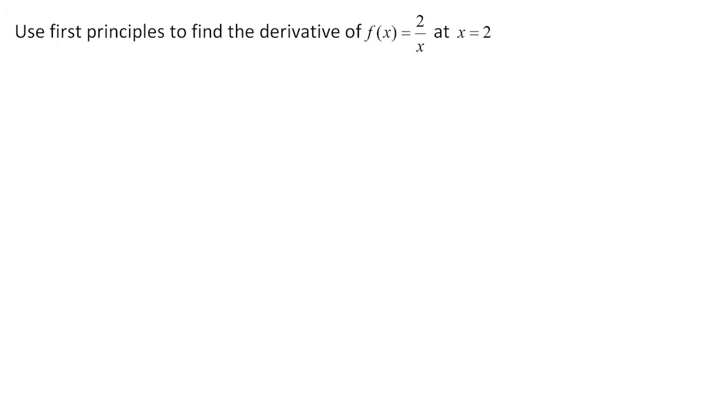Use first principles to find the derivative of the function f(x) equals 2 over x at x is equal to 2. Now it's important that we take note, we need to understand this question. We first need to find the derivative by means of first principles of 2 over x. And once we've got that answer, then only we substitute x with the value of 2. So let's first do the first part by means of first principles, find the derivative.